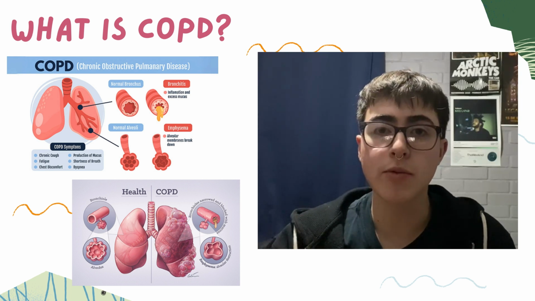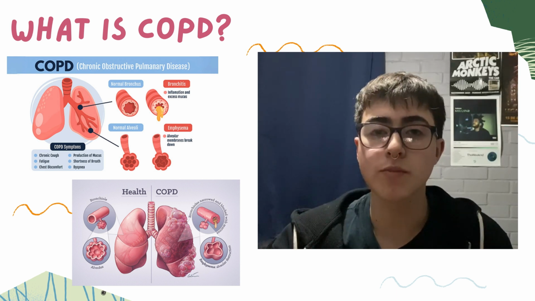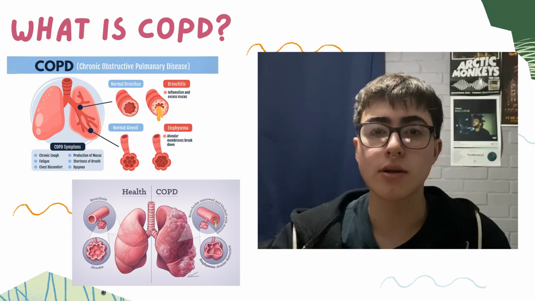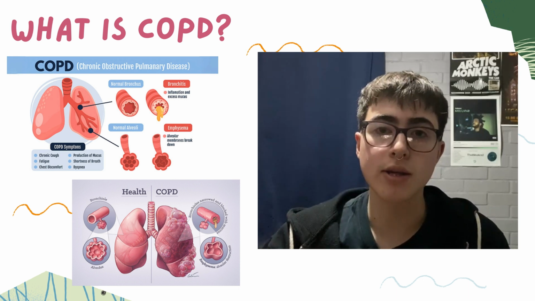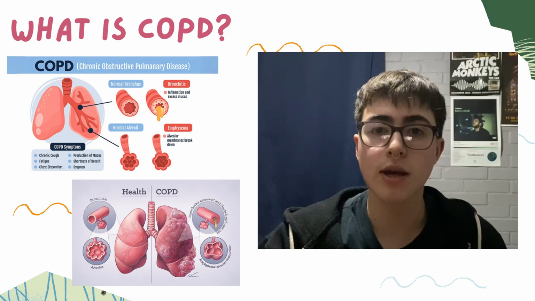This pathology can present in two forms: chronic bronchitis, which is characterized by increased mucus production and the patient has a persistent chronic productive cough, and emphysema, which is when there is destruction of the pulmonary parenchyma and loss of its elasticity.